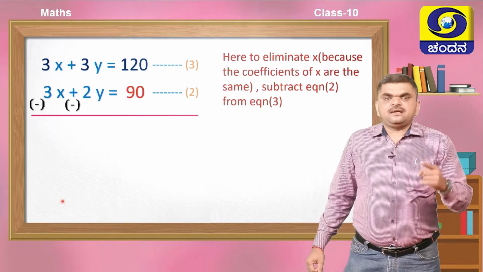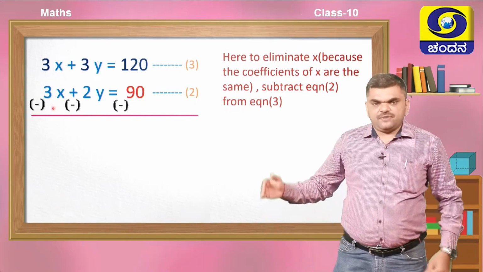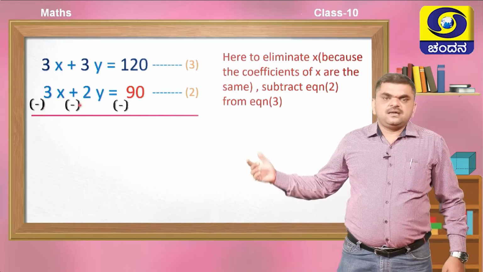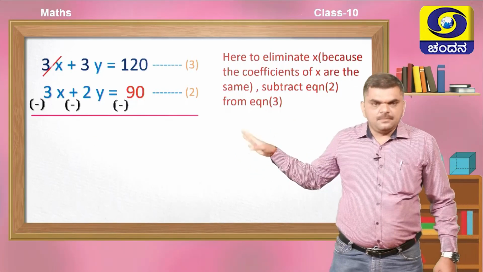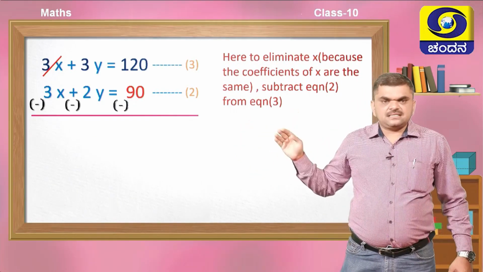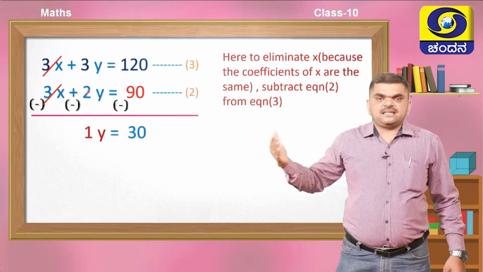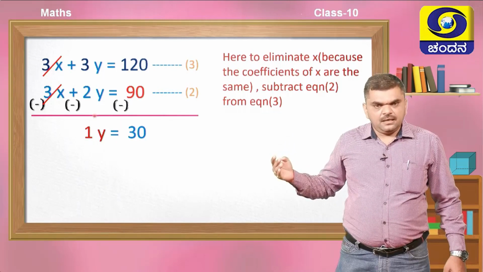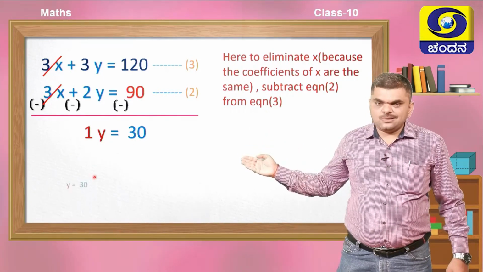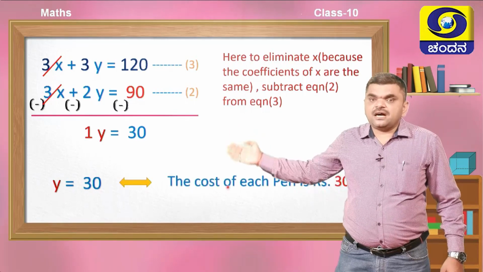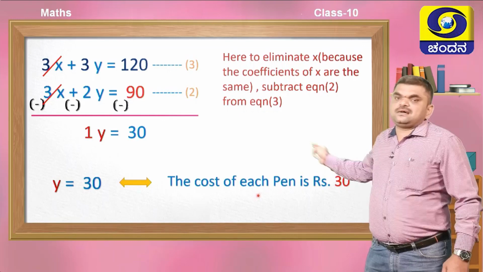While subtracting, the sign will become opposite, that is, if it is plus it becomes minus, if it is minus it becomes plus. Here all are plus signs, so all become minus. 3x and 3x get cancelled, which means 3x minus 3x is equal to 0. 3y minus 2y is equal to 1y. 120 minus 90 is equal to 30. So, y is equal to 30. Here we got the cost of a pen. The cost of one pen is rupees 30.